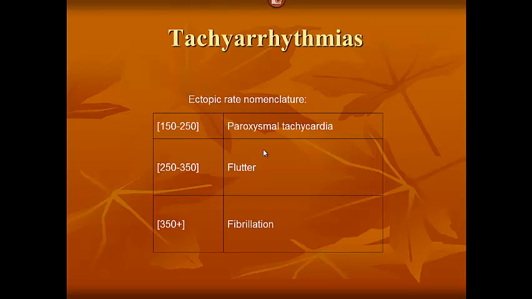The syndrome of inappropriate sinus tachycardia has been described and is a form of autonomic dysfunction. Paroxysmal tachycardia is when the heart rate is from 150 to 250. Flutter, there's an ectopic rate of 250 to 350, and atrial fibrillation can be faster than that.